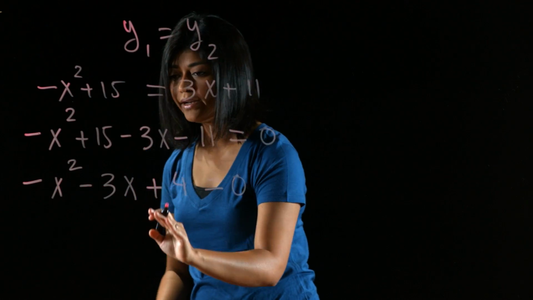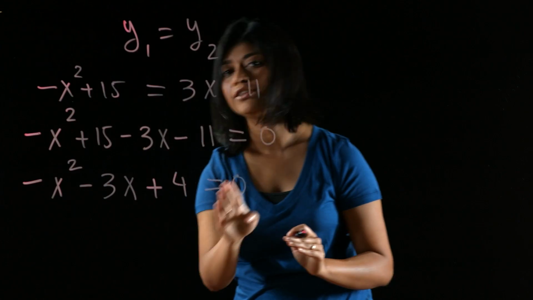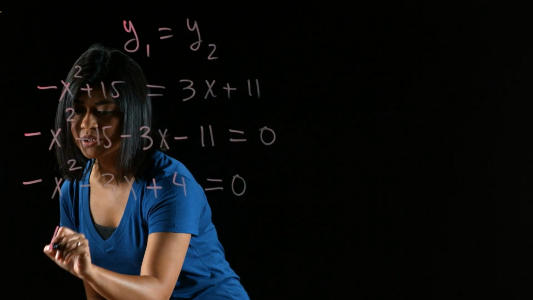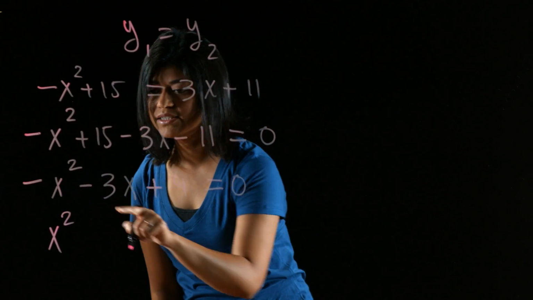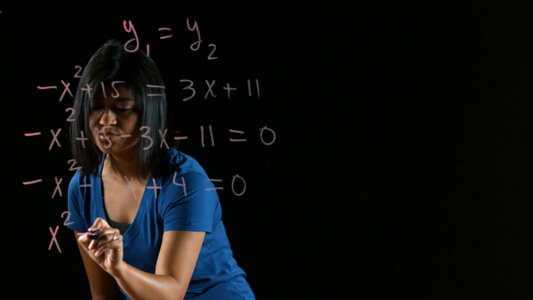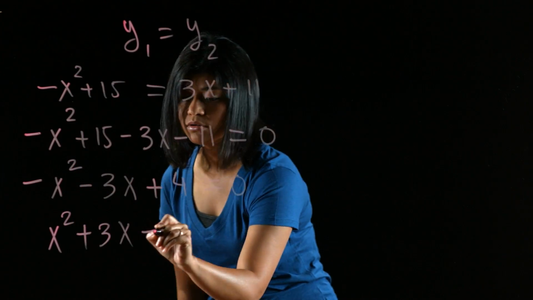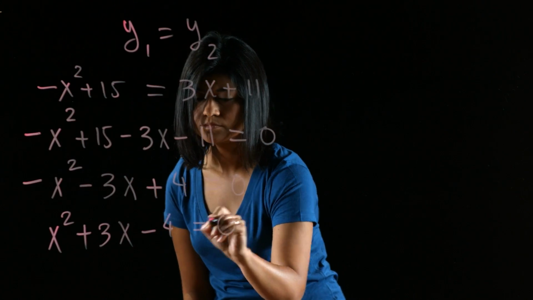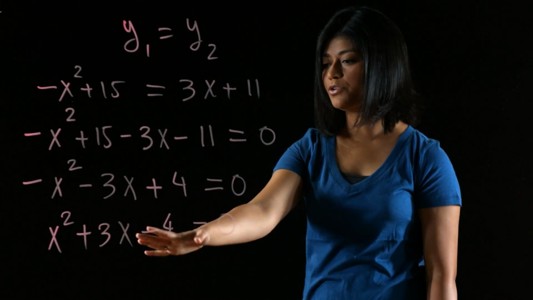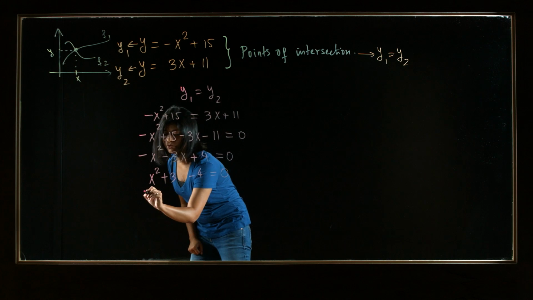And how do we do that? We just distribute a negative sign throughout. So we have x squared will be positive, the negative of the 3x will become a positive, and the positive sign for 4 will become negative. Now we have a pretty good form, and we can try to factor.